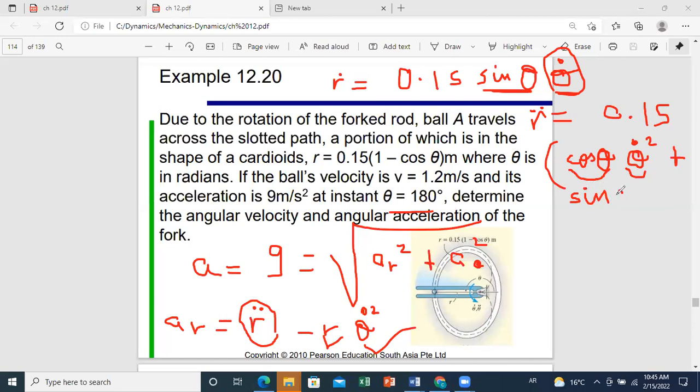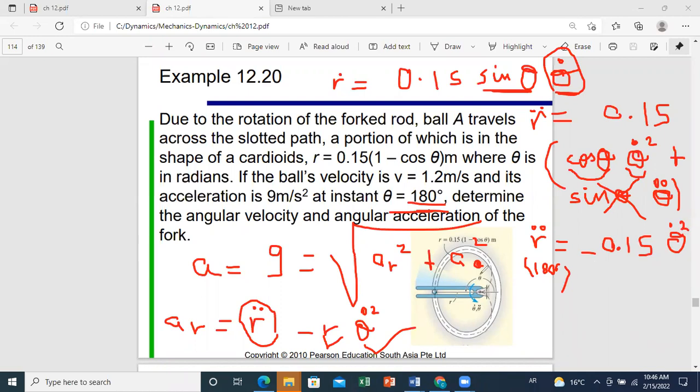times theta dot dot. Now since you are interested in the angle 180 degrees, when you replace in R dot dot for 180, sine theta will cancel out, so this term will drop, and cosine 180 is -1. So for this position at 180 degrees, R dot dot is equal to minus 0.15 times theta dot square. And you have already evaluated theta dot, so you can get your R dot dot at this position.